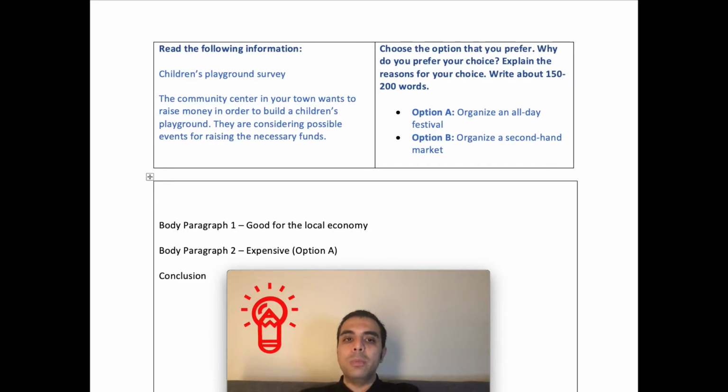So just repeat the fact that the community center wants to raise money in order to build a children's playground and that they're considering different events. But try to paraphrase. It's always better if you paraphrase and put those sentences in the description into your own words. So watch what I'm going to do right now.